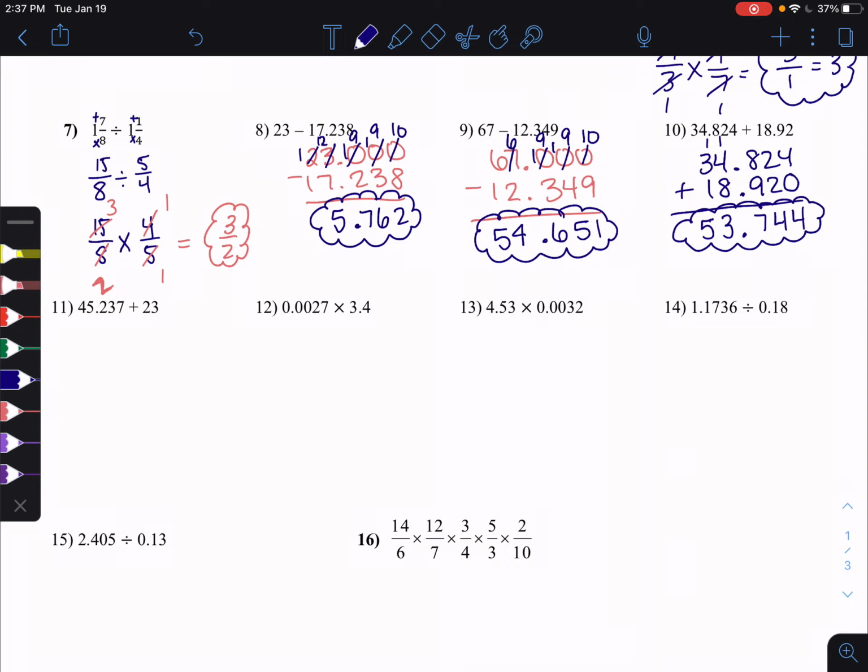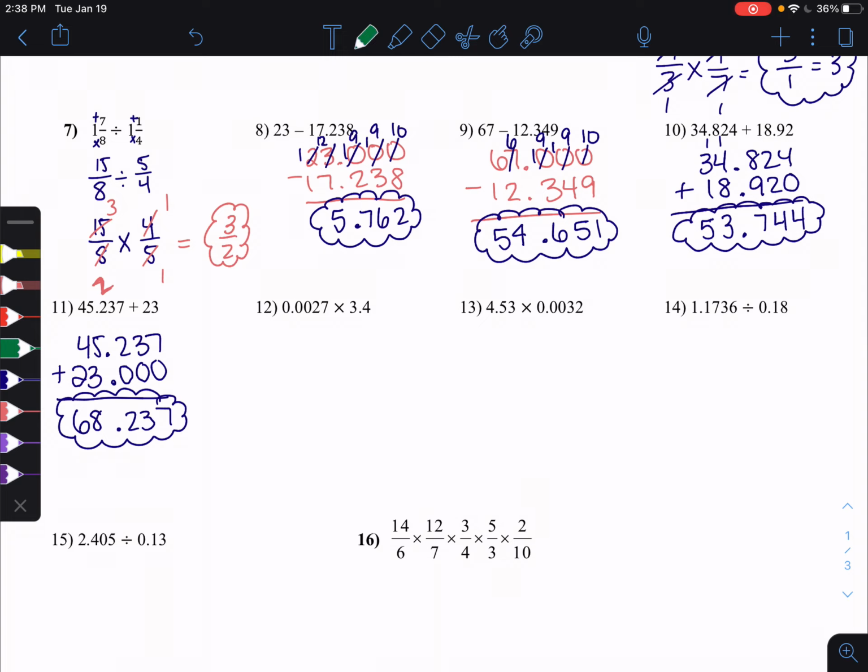And then 45.237 plus 23.000. Again, lining up the decimals. So 7, 3, 2 stays the same. 5 plus 3 is 8, and 4 plus 2 is 6. So for adding and subtracting, you have to line up the decimals before you can add or subtract.